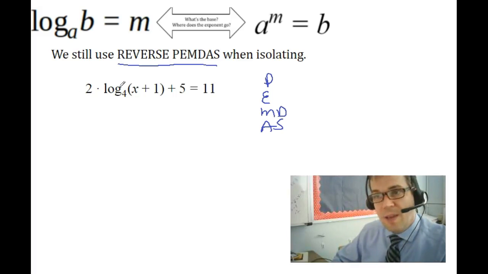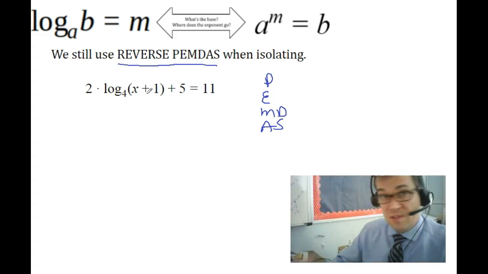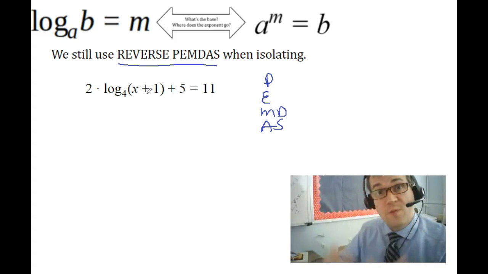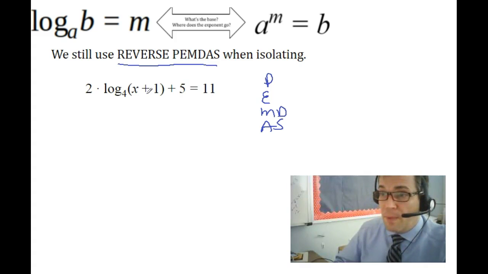We're going to solve 2 times log base 4 of (x plus 1) plus 5 equals 11. Our unknown is stuck inside of a log. There's just the one log in the equation, so I will have to switch forms at some point. But I'm always going to kick this off with reverse PEMDAS.